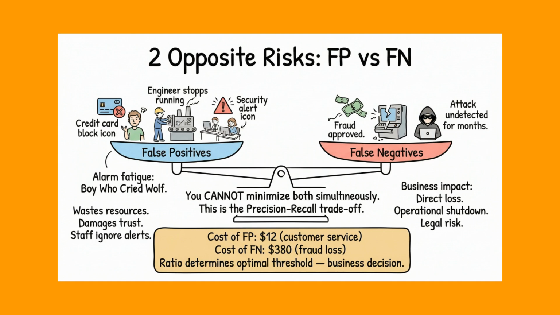Your role as project manager is to make this a business decision, not a technical one. Bring together stakeholders from operations, finance, legal, and customer experience. Estimate the cost of one false positive and one false negative. In banking, a false positive might cost $12 in customer service. A false negative might cost $380 in fraud losses. That ratio determines the optimal threshold. Present stakeholders with multiple threshold options and their projected business impact. Get documented agreement before deployment. Let us now see how this played out in a real project.